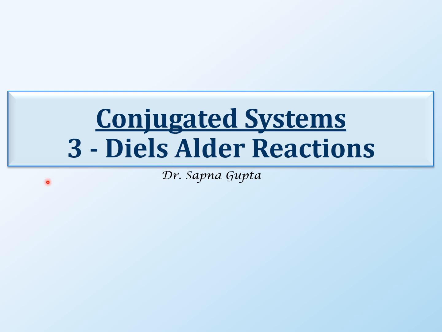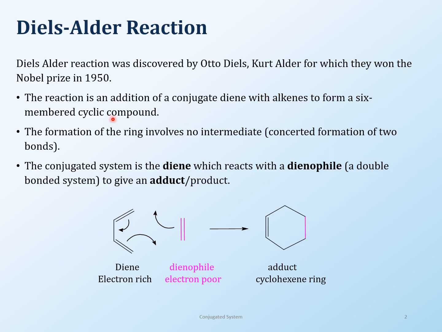So in conjugated systems, one of the key reactions that we do is Diels-Alder reactions. These are very, very interesting, very specific reactions. Diels and Alder, two chemists, won the Nobel Prize for this reaction because it's a really simple, very neat reaction to do. And also the interesting thing is that it forms a carbon-carbon bond.